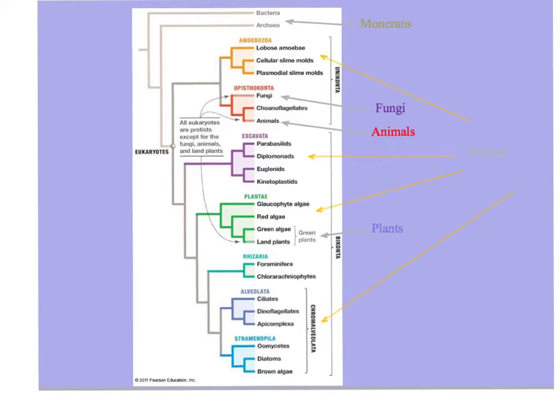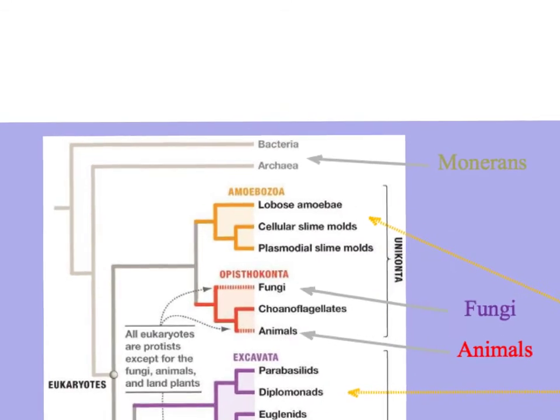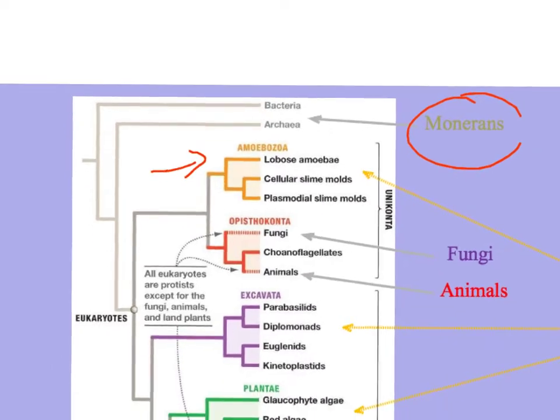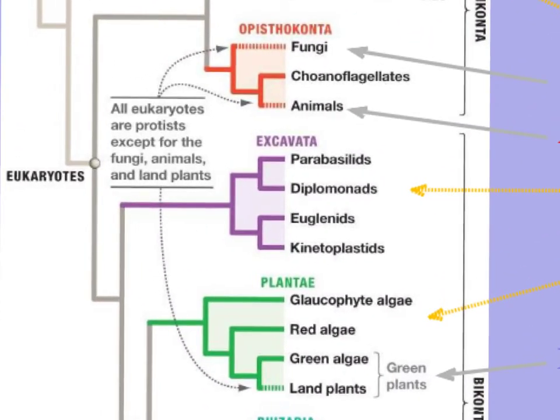But with Explain Everything, you can just enlarge it and say, okay, let's just look at the top. Let's look at the monierans here. Let's look at the amoebozoa and see how they're related to each other. Okay, then we can go back and maybe now focus on the opisthokonts.